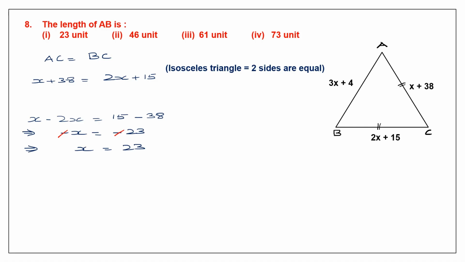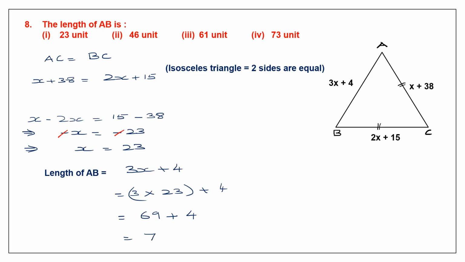Now we have to find the length of AB, isn't it? So length of AB is equal to, now here AB is given to us as 3x plus 4. So here we can substitute for x, that is 3 into 23 plus 4. So now let's calculate that. 3 into 23 is 69. 69 plus 4 is 73. Since we don't have any other units, we say 73 units. So this is our answer, and that is option 4.